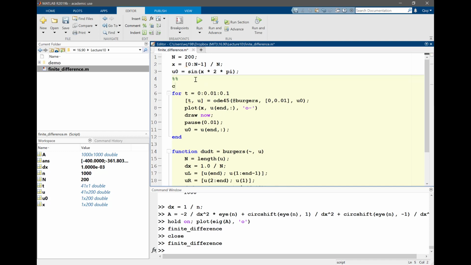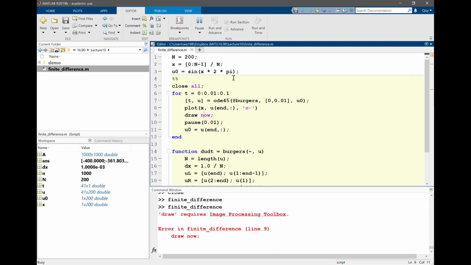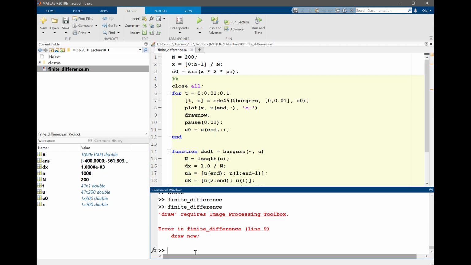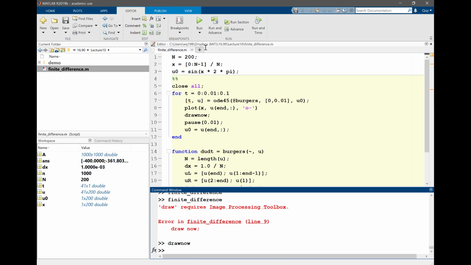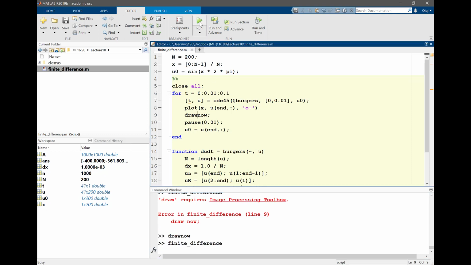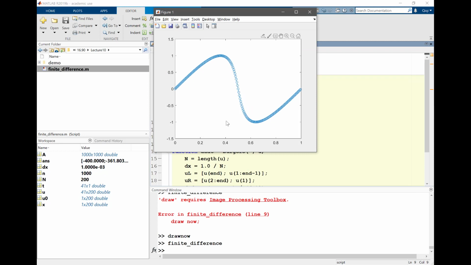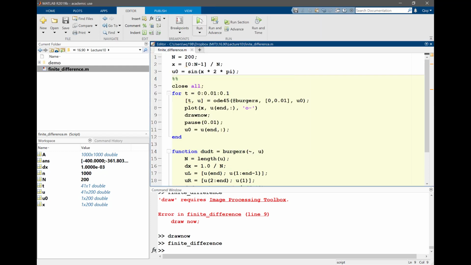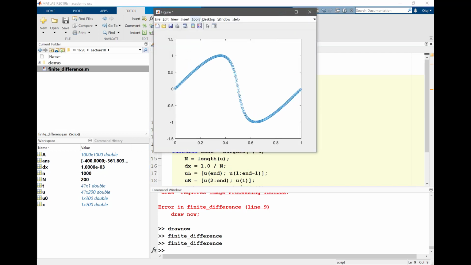All right, let's actually close all to start with. And now, when I run it, is it not draw now? Is it like that? Okay, yeah, it's like that. So let me run it again. Right, so that's how the solution evolves. Okay, let's run it again. So if you can observe carefully what the solution does, it's quite interesting, right?